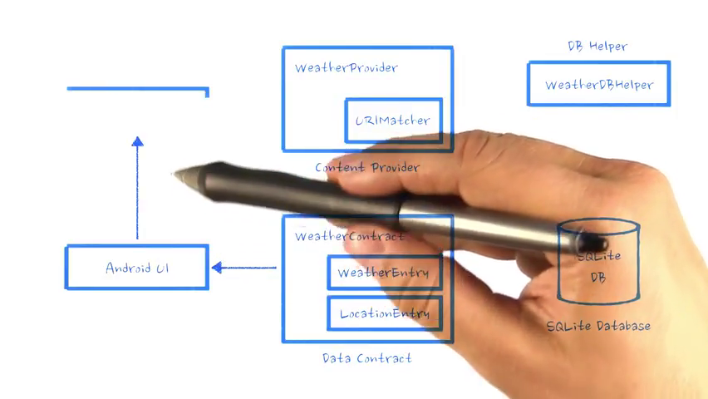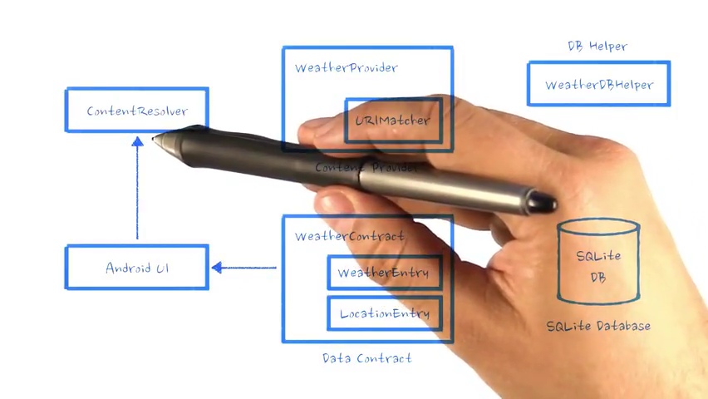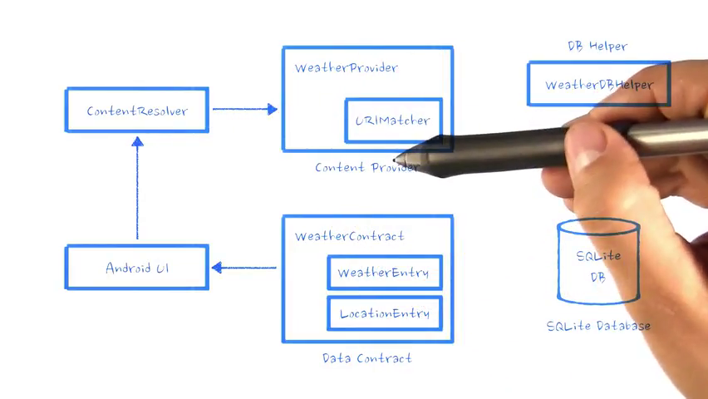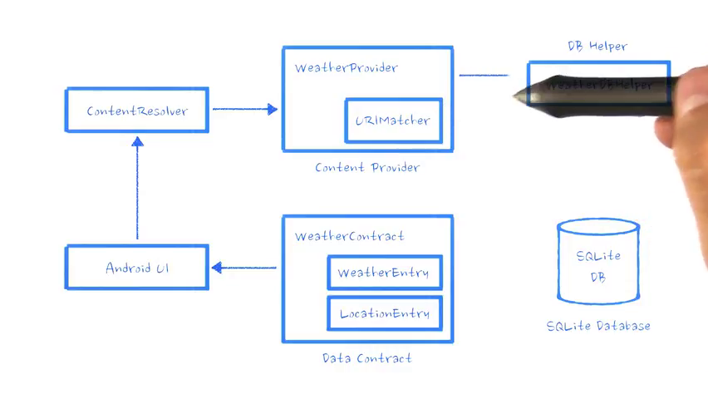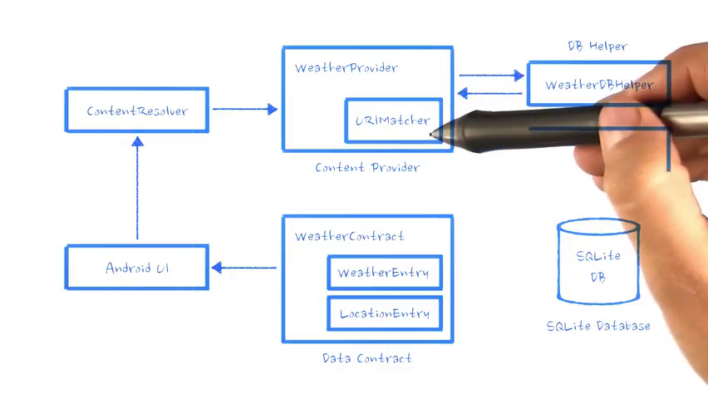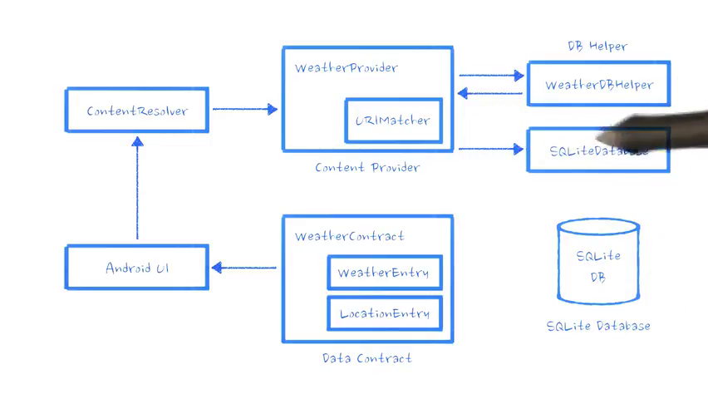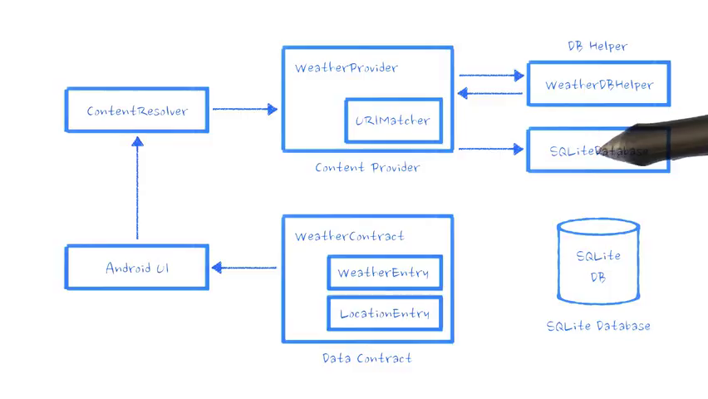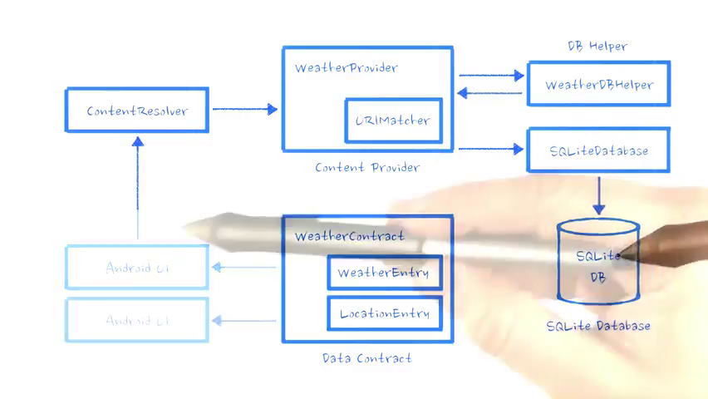The UI then uses this URI to call a method in the content resolver, which ultimately forwards the request to our weather provider. Our weather provider uses WeatherDbHelper to get an instance of SQLite database, creating or updating the tables of our database as necessary. We then pass the SQL query to the SQLite database class, which sends our query off to our SQLite database.